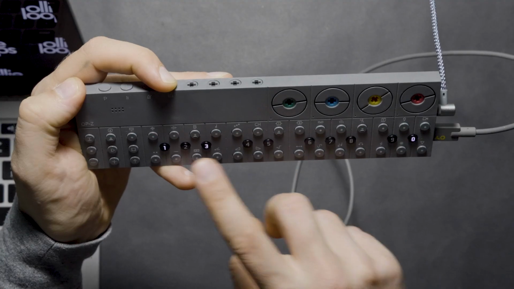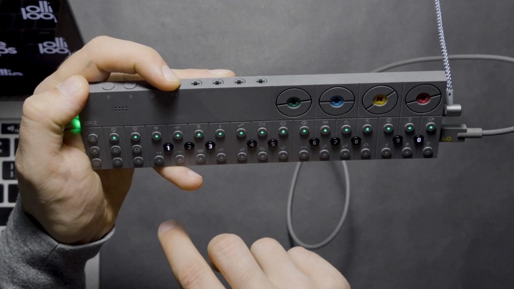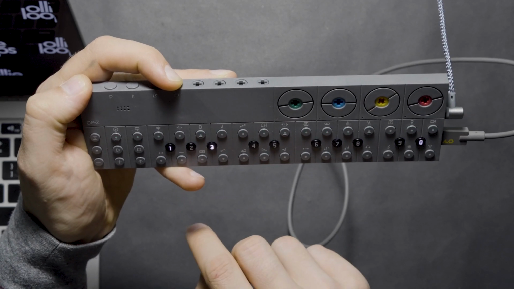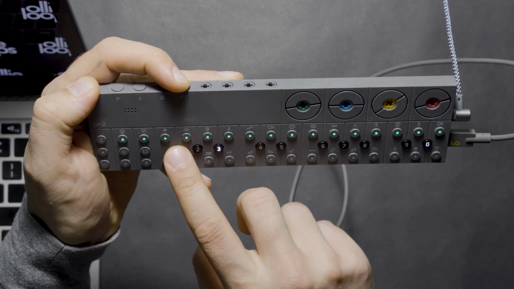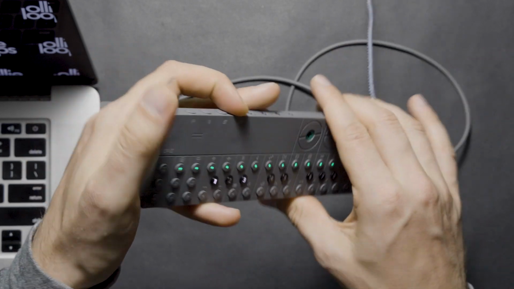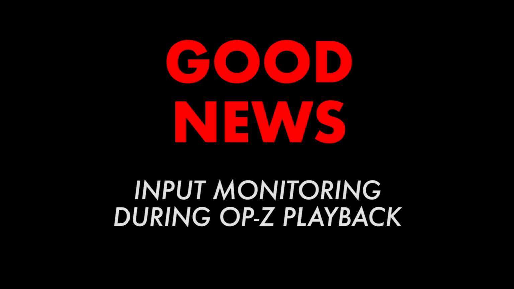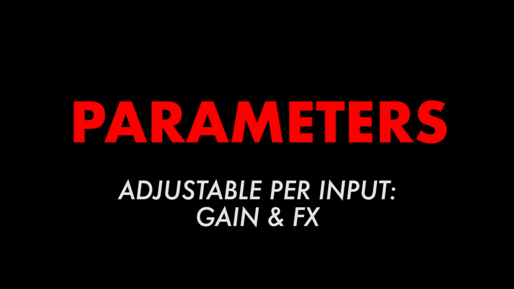While still holding the screen button, we can select between the 3 input sources. By pressing an input button, we will toggle the input on and off, and you will see the light get brighter to confirm the input is engaged. Note, you can only have one input engaged at a time. And the good news is one of these 3 inputs can be monitored simultaneously while the OPZ sequencer is playing. And it gets better. There's also parameters that can be adjusted to the incoming input signal.